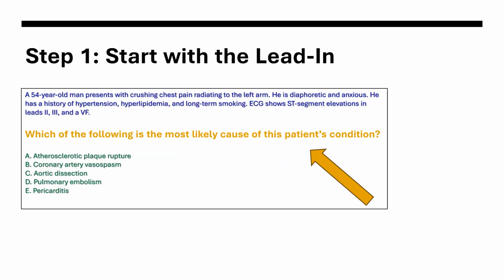A lot of students start reading from the top and try to hold every detail in their head at once. That can make long stems feel confusing. Starting with the lead-in helps you know what to look for before you read the stem. In this example, the question asks for most likely cause, so you already need to think about diagnosis and underlying pathology. Reading the lead-in first can also keep you from morphing the question or making assumptions.